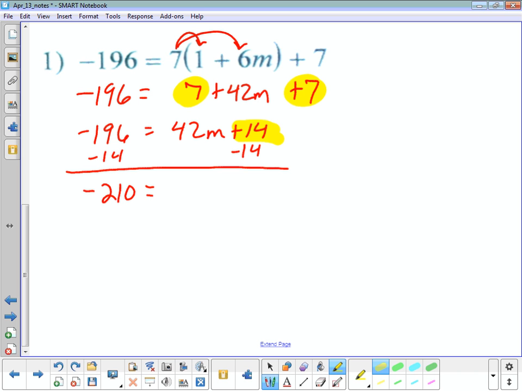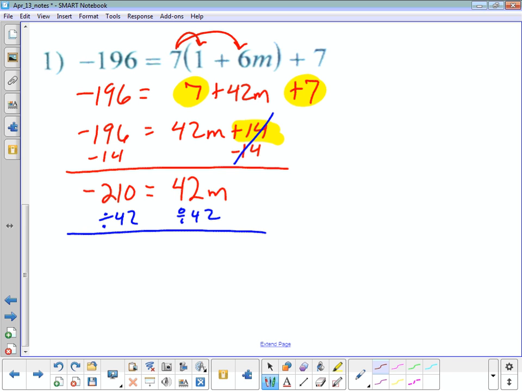That was addition and subtraction. And then that's going to equal 42m. And my 14s over here cancel off because one's positive and one's negative. Well, now I got to get rid of the 42. Right now the 42 is multiplying the m, so I need to divide by 42 on both sides. So now if I divide by 42, on the right-hand side, I just get an m because those 42s are going to cancel off. On the left, I'm going to get a negative 5.